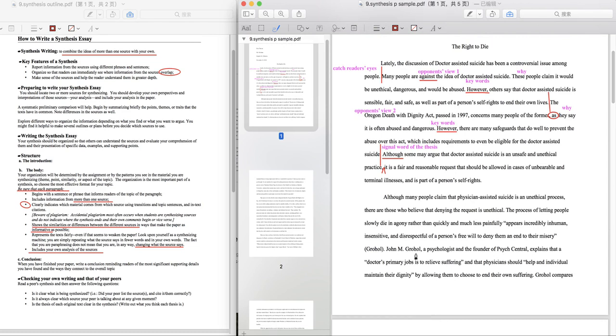Let us go on to the first body paragraph. Great keywords. Although many people claim that physician-assisted suicide is an unethical process, but we cannot write about it here. You know the reason. There are those who believe that denying the request is unethical. Let us return to the introduction. As you read here, did you find there is a word unethical? It is repeated here, ethical.